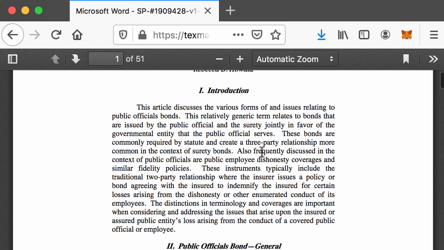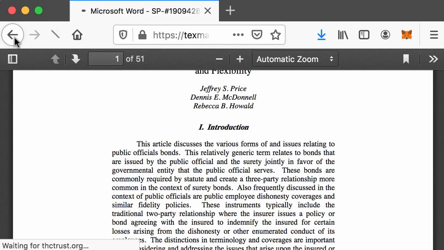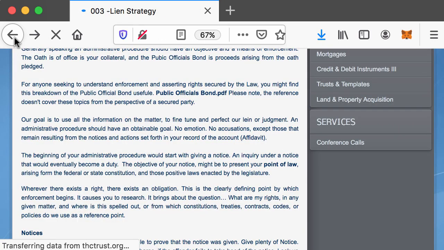And they also go in this article and they talk about bonds as opposed to liability policies. They really go into the intricacies and differences, and that's just some of the background information you want to know about if you're in this study of enforcement and protection of your rights.